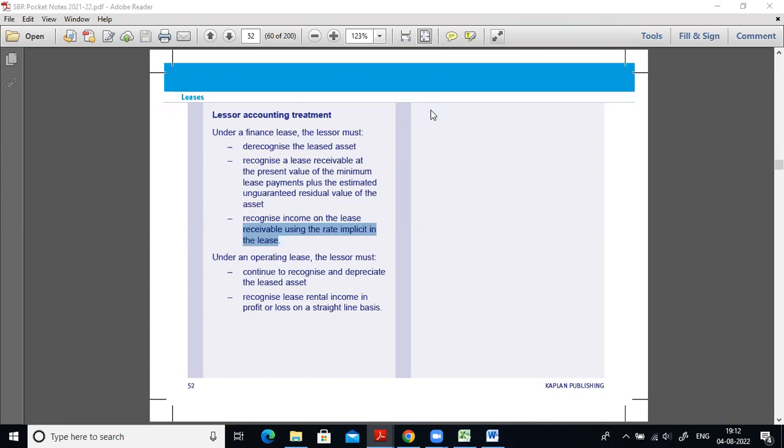Suppose Mr. X took an asset on lease basis from Mr. Y for a period of 7 years, and every year X is paying around 70,000. Now, in the books of lessor, the present value of those 70,000 for the 7 years, plus any amount X pays at the time of transferring the ownership of that asset to X, will also be included.